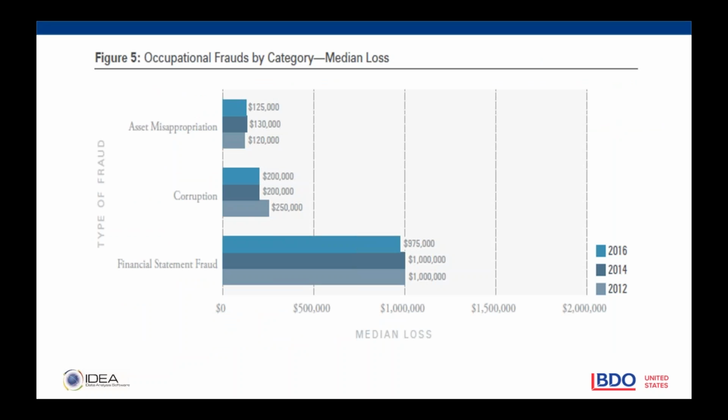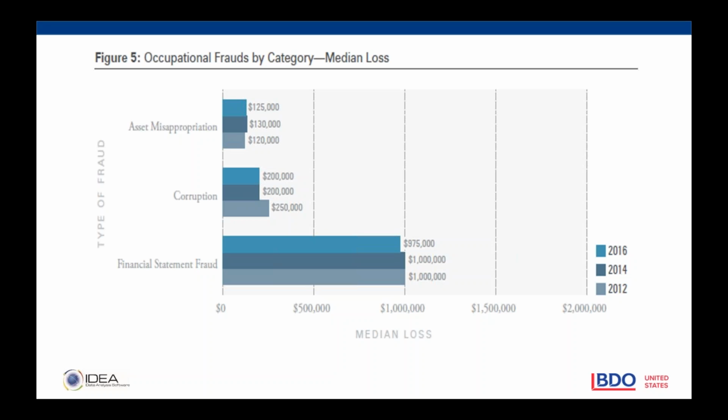So you can see on the top one that asset misappropriation, so basically somebody's taking some asset, whether that's cash or inventory or something like that, the median loss is somewhere a little over $100,000, and it's fairly consistent amongst the 3 biennial periods that they were covering, 12, 14, and 16.